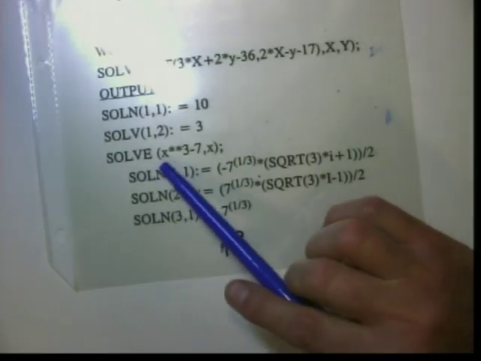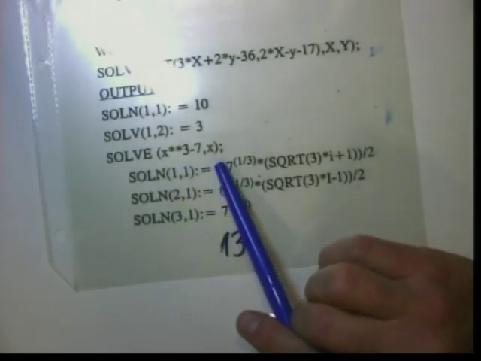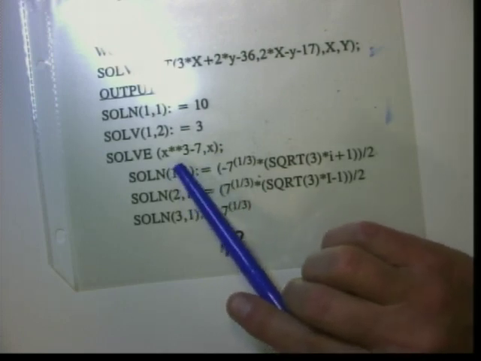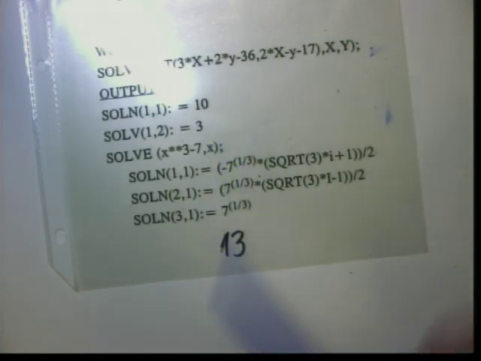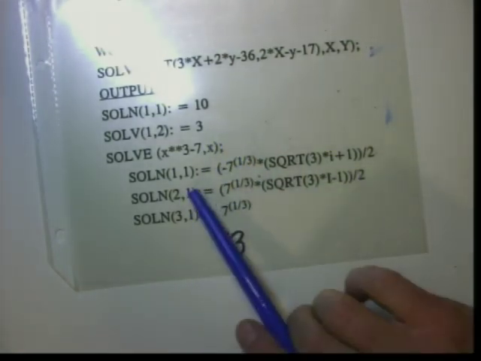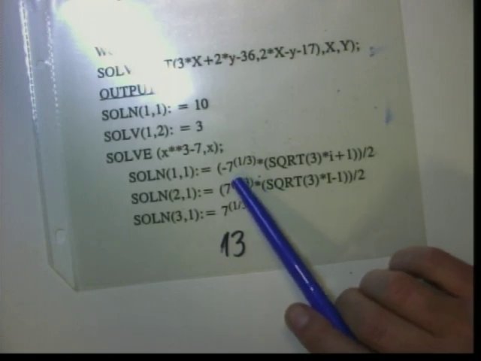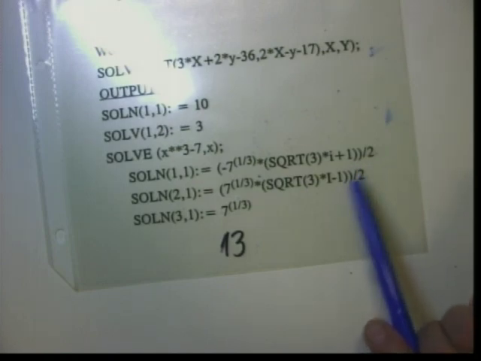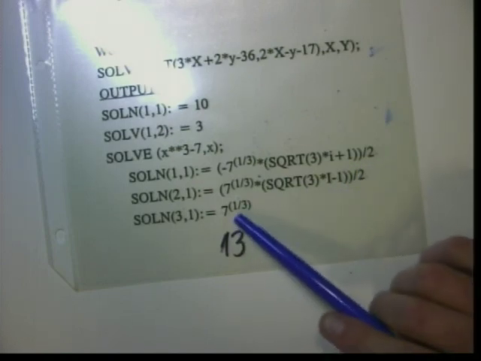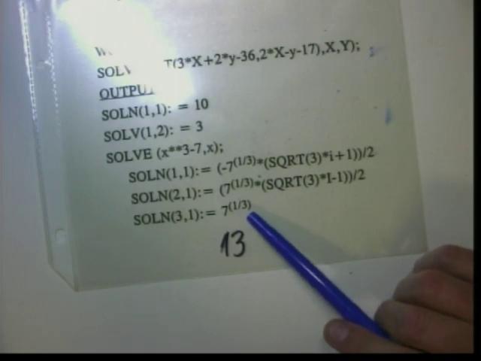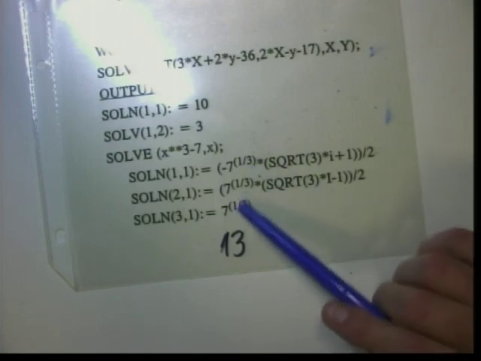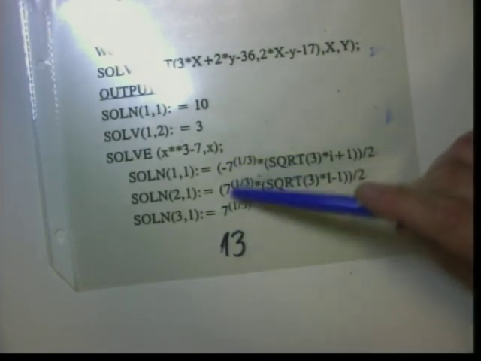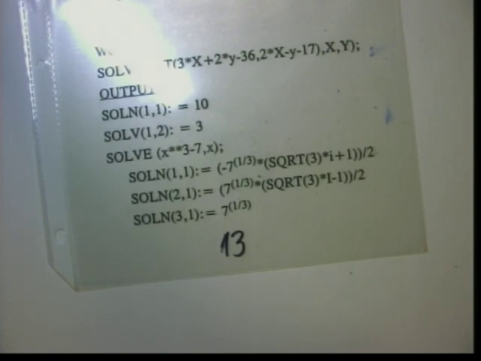Or, for example, solve x cubed minus 7, with respect to x. That means x cubed minus 7 equals 0. Then it will give you an expression. Solution 1 is the cubic root of 7 with minus sign, square root of 3 times I plus 1 divided by 2, minus 1 divided by 2. And then the third root is just the cubic root of 7. There are 3 roots naturally. A cubic equation has 3 roots, 1 real in this particular case and 2 complex. Okay. Do you find it neat?